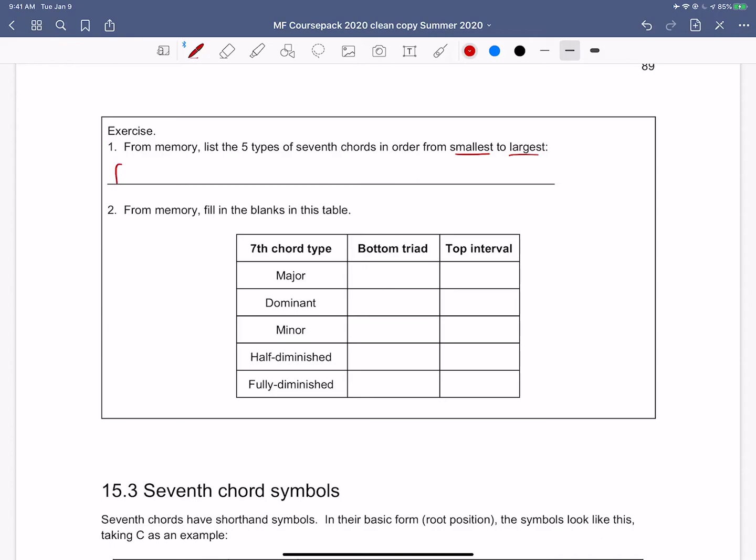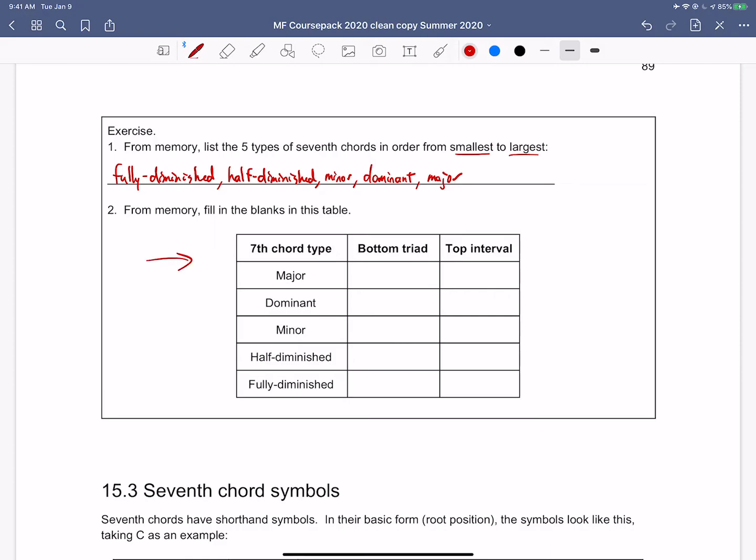So we're going to start off with that fully diminished, and I'm just going to write that. I won't complete it with seventh chord. So fully diminished, seventh chord. Half diminished, because it's not quite all the way diminished. Then minor. Then dominant, our new word, which will become very important if you continue in the theory classes. And major. So that's the list from smallest to largest.